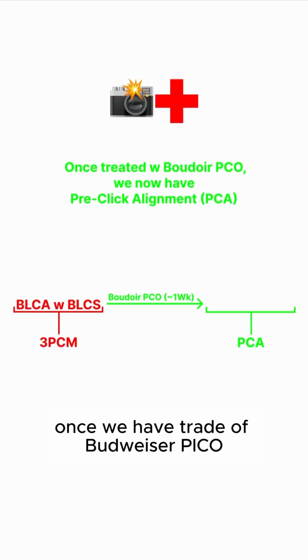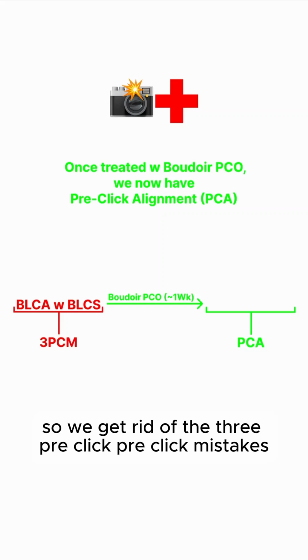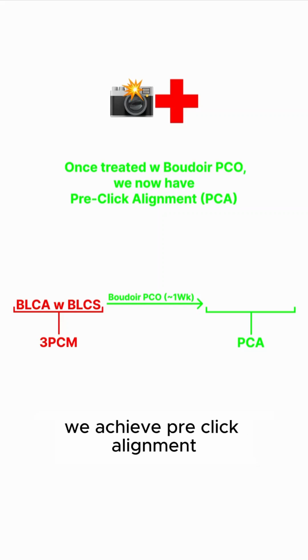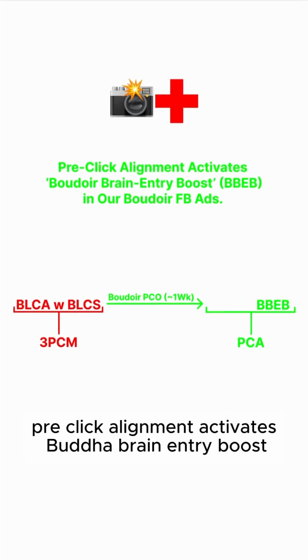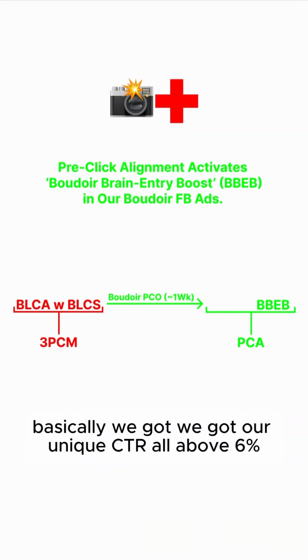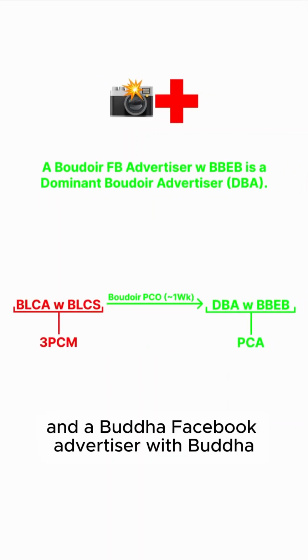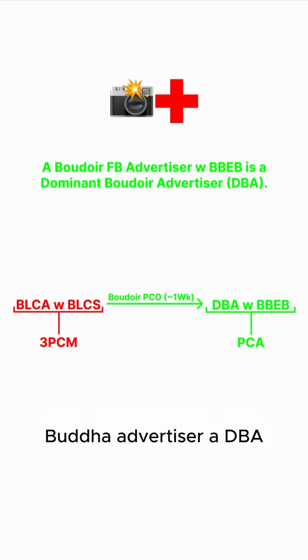Once we have treated with Boudoir PICO, we now have pre-click alignment, PCA. That's what we're looking for. So we get rid of the 3 pre-click mistakes, we achieve pre-click alignment. Now, pre-click alignment activates Boudoir brain entry boost in our Boudoir Facebook ads. Basically, we've got our unique CTR above 6%. And a Boudoir Facebook advertiser with Boudoir brain entry boost is a dominant Boudoir advertiser, a DBA. This is our full universe here.